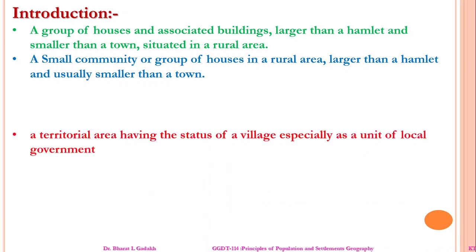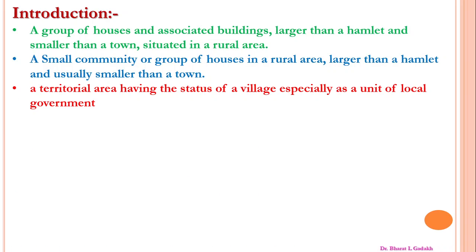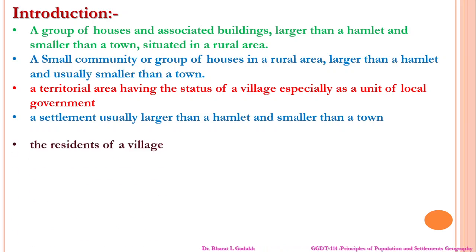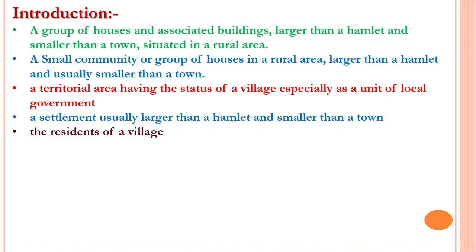Another definition: a territorial area having the status of a village, especially as a unit of local government. A settlement usually larger than a hamlet and smaller than a town is called a village, a very simple definition. Another definition: the residents of the village. These are the definitions of a village.